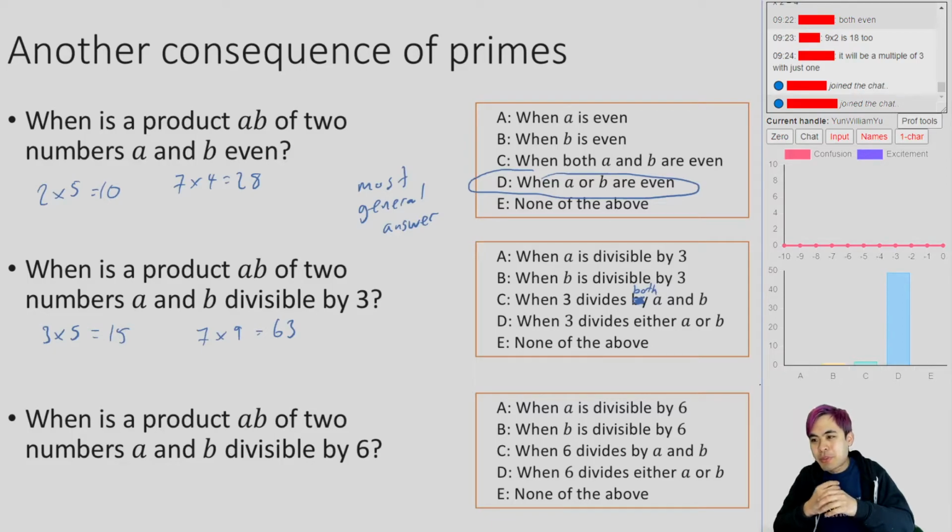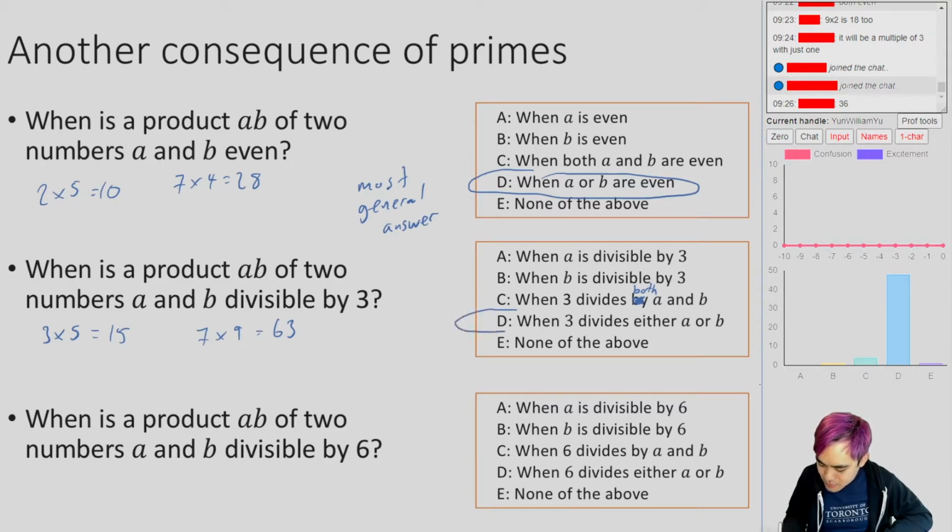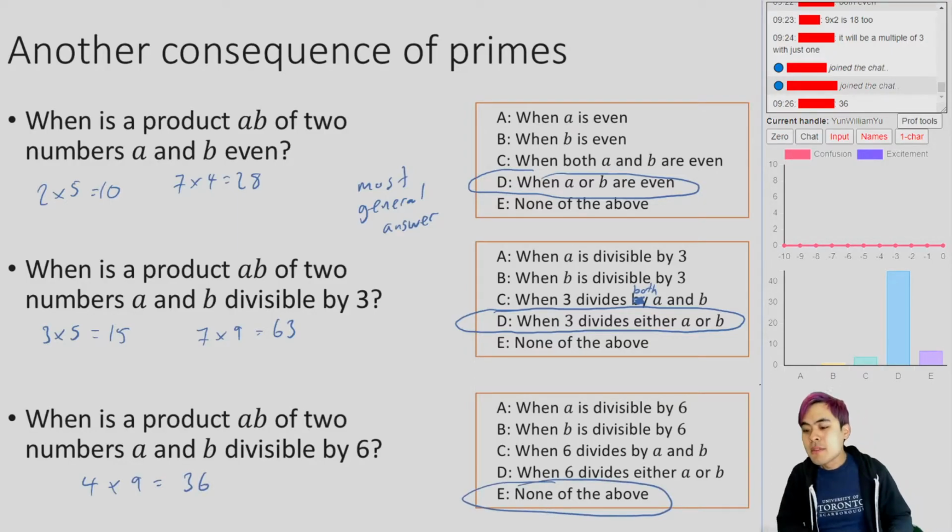Okay, well, then let me propose asking you a question. What is 4 times 9? And is that divisible by 6? Yep, 4 times 9 is 36, and that is divisible by 6, and neither of the individual pieces is divisible by 6.